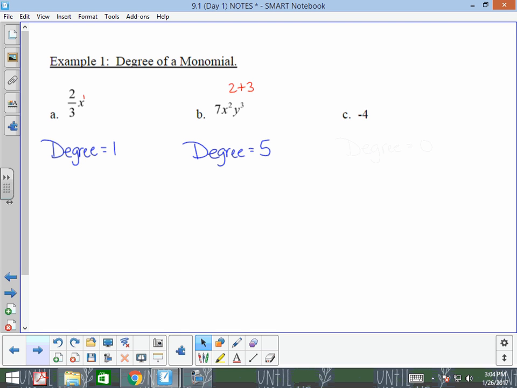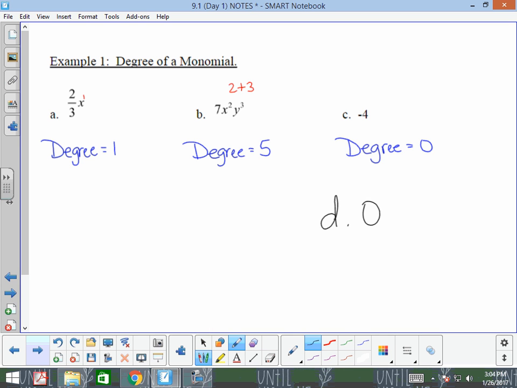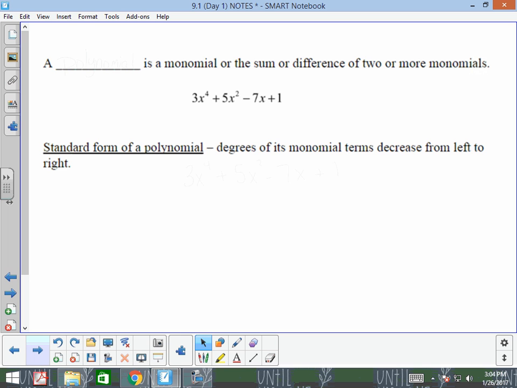In letter C, negative 4 does not have any variables, so therefore the degree is 0. Okay? The only one that doesn't have a degree would be 0. So if I said find the degree of 0, you would say no degree. Okay. All right. Another vocabulary word we're going to be looking at is a polynomial.